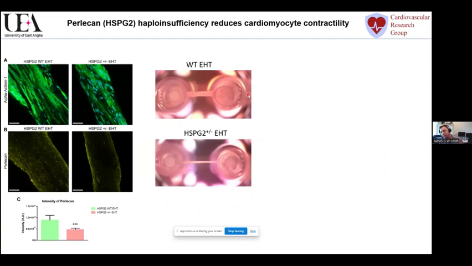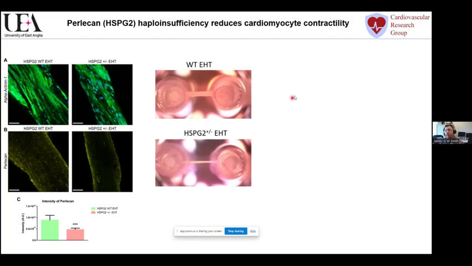And we know the mechanical properties of these silicon posts. So as they deflect, we can calculate the force being produced by the cardiomyocytes, because we'd expect as maturation continues, their functional capacity and contractile function increases.